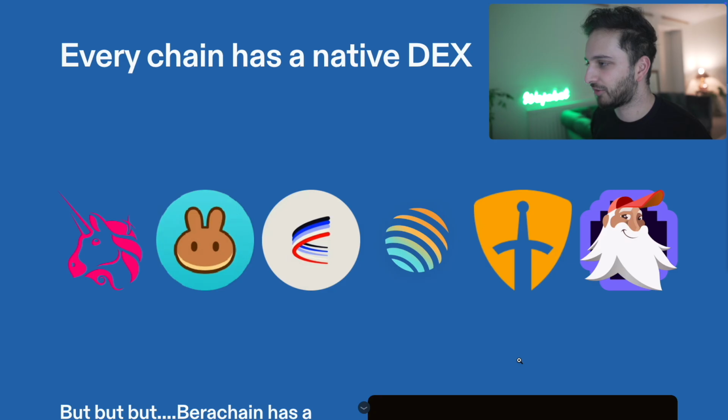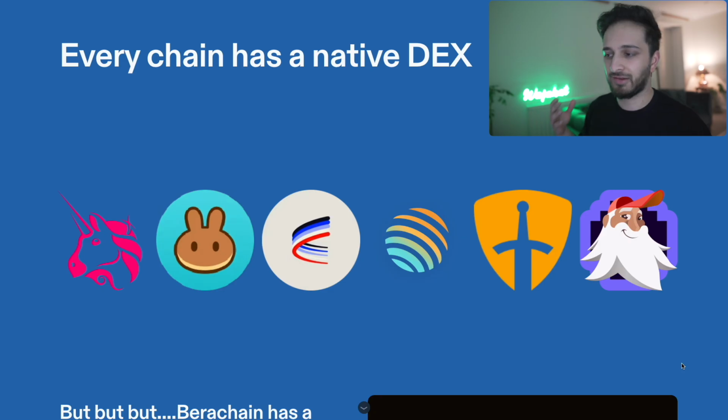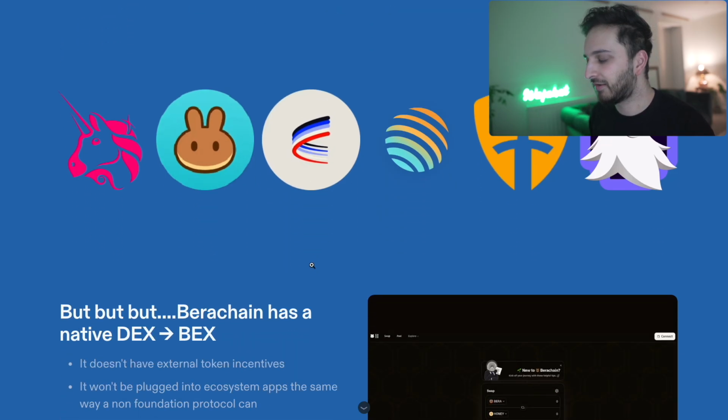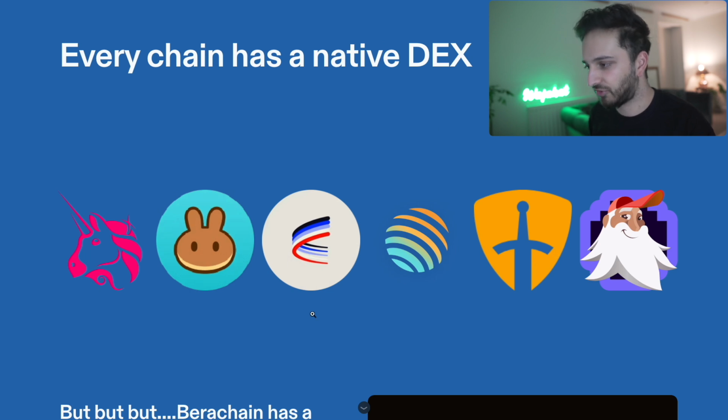Now, first thing that we're going to talk about, every single chain has its own native DEX. We've seen this many times, and you've got the likes of Uniswap on Ethereum, PancakeSwap on BSC, Aerodrome on some of the L2s like Base. You've got Jupiter there for Solana, Camelot for Arbitrum, Joe for Avalanche. It's just something that we've always seen time and time again. I think we're going to see the same thing for Berachain too. There will be this kind of native DEX.